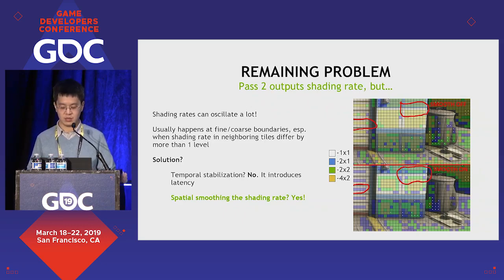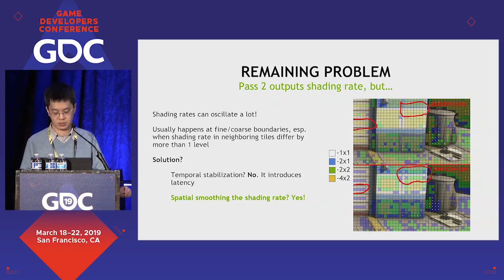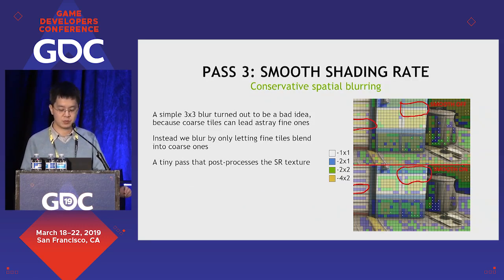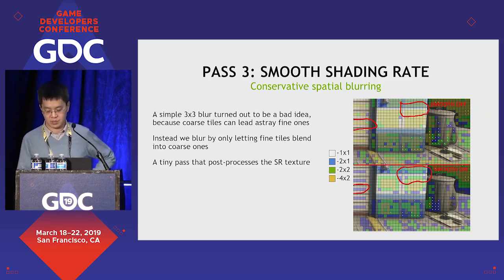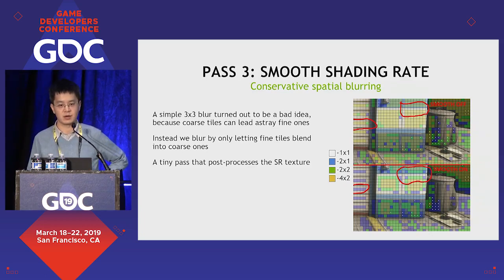The actual solution that works is spatial smoothing, but it can't be a regular blur. We've actually tried a simple 3x3 blur, which turned out to be a bad idea because coarse tiles can lead the fine ones astray. Instead, we implemented a special blur that only allows the fine tiles to blend into the coarse tiles, but not vice versa. This turned out to work very well, and it is a tiny pass that costs almost nothing because it works on the shading rate texture that is 16 by 16 times smaller than the render target.